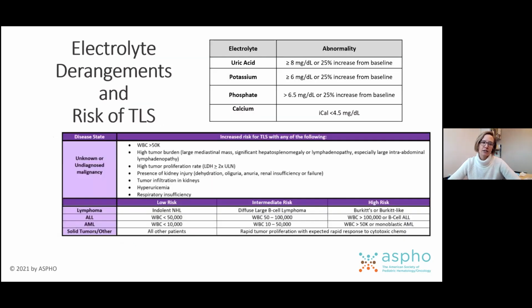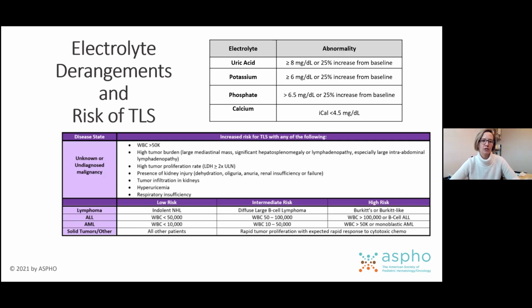As far as the electrolyte derangements go, there's no widely accepted abnormality, but we consider some cutoffs for elevation or a 25% increase from the patient's baseline, though often their baselines are not known when they come into the hospital, and so their labs are already elevated. But as things progress, you can use the 25% increase as treatment goes on.